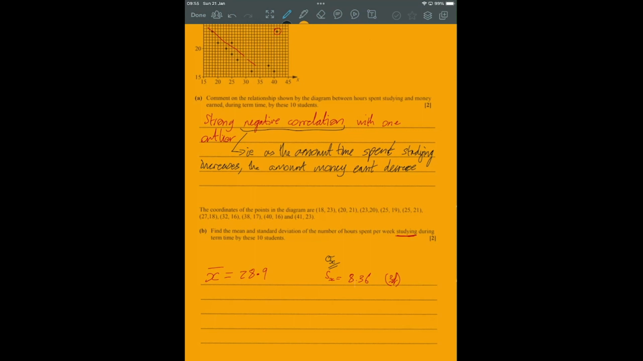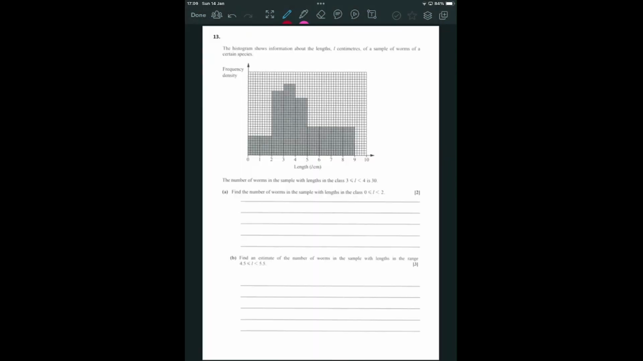I don't believe I still got the data in the calculator, but this was closer to 7 point something instead of the 8.36. So just a small mistake on my part there. That was it for question 12. Nice. Question 13. A histogram shows the length in centimetres of a sample of worms of a certain species.